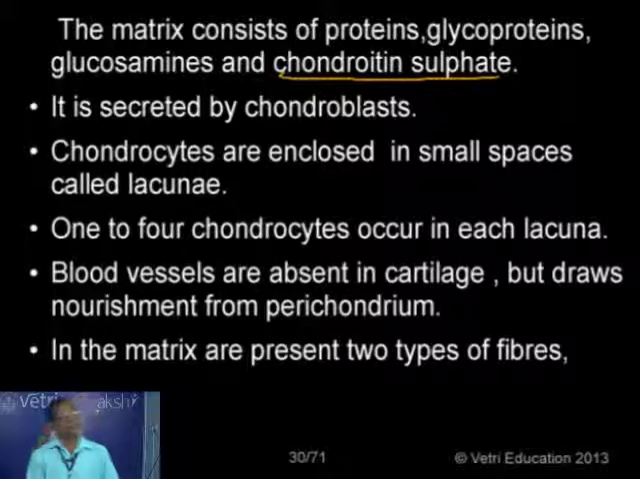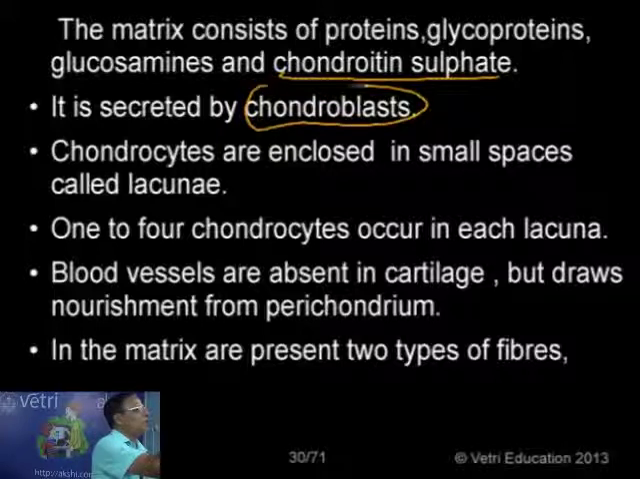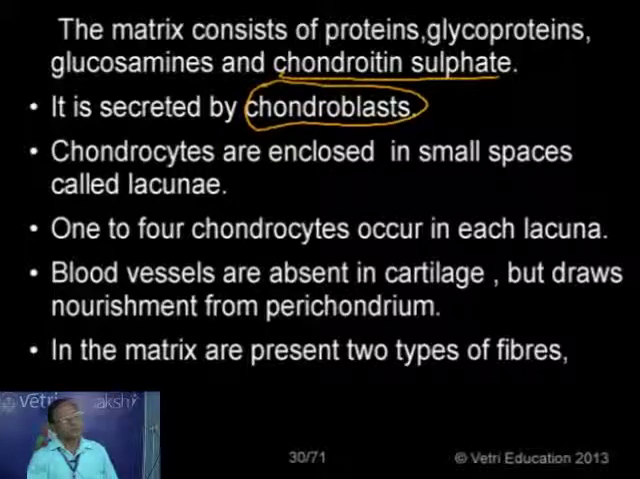Now normally the matrix is secreted by a cell to begin with. The name of the cell is called chondroblast, which later gets modified into chondrocyte. To begin with, before the formation of the matrix, the cells are called chondroblasts. Once the matrix has been produced, the chondroblasts get converted into the chondrocytes, namely the cartilage bone cells.